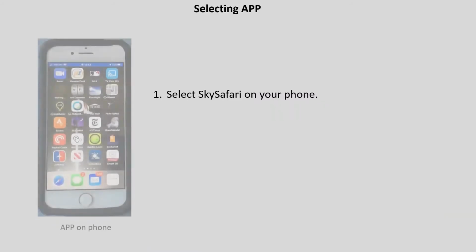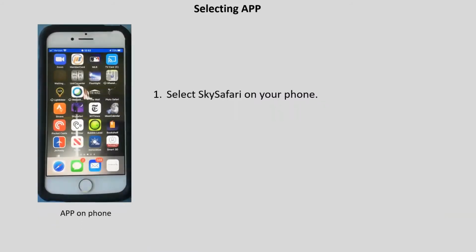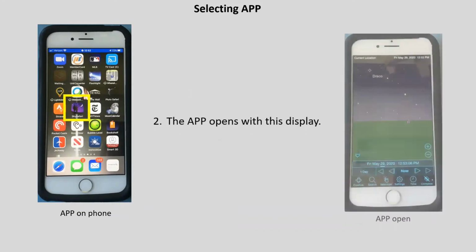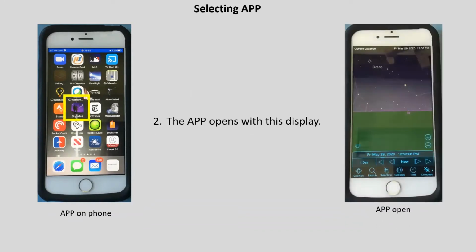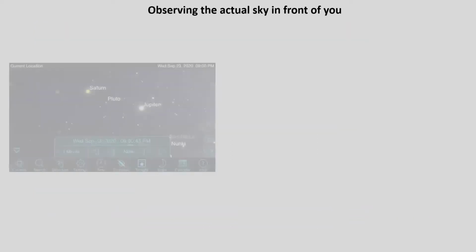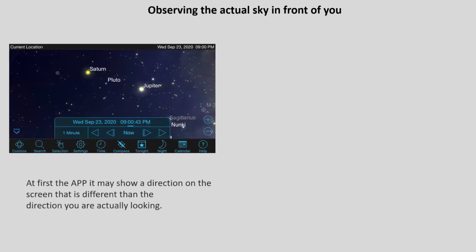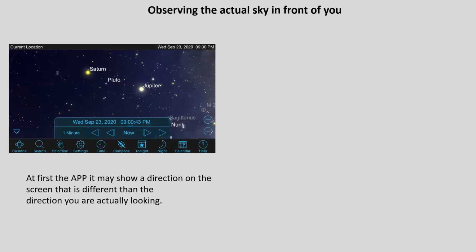Okay, once you get your phone and you get the app installed, you simply click it like any other app, and it will appear in your phone. This is what the app will look like when you first open it up. When you open the app, if you're pointing north, let's say, it will not show you what is in the sky in the direction that you are looking. It's kind of frozen into what was the last time it was used, or maybe never used at all.